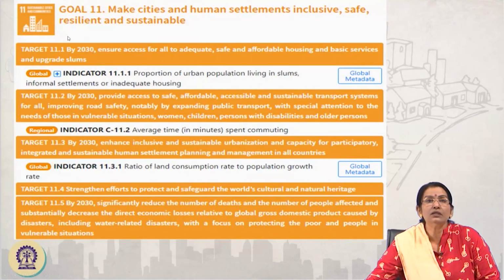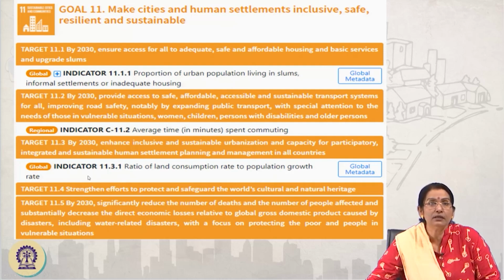So these are some of the goals and indicators, as you can see, already given there. Make cities and human settlements inclusive and safe. Under Goal 11 there are different targets, as you can see: 11.1, 11.2, 11.3, 11.4, and the indicators, like the proportion of urban population living in slums, informal settlements or inadequate housing. These are the global indicators. A regional indicator can be the average time in minutes spent commuting, like in big cities such as Mumbai, Delhi or the other metros.